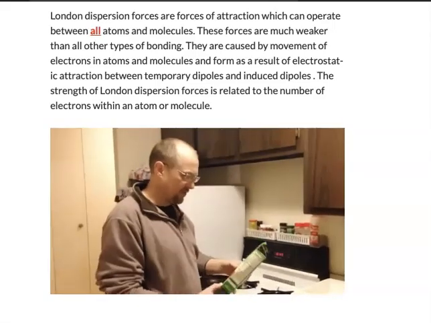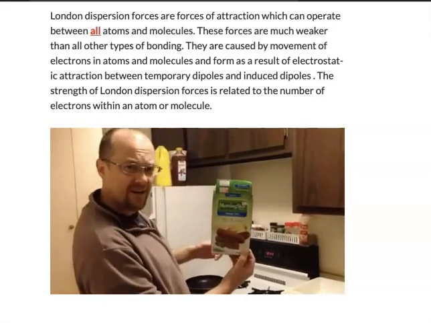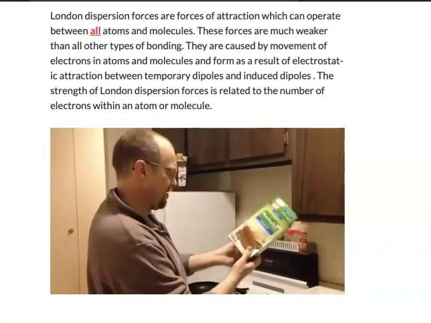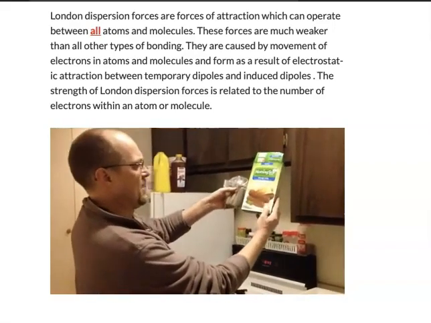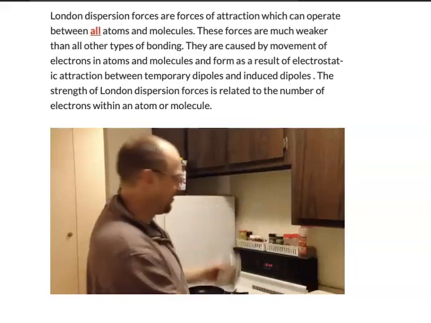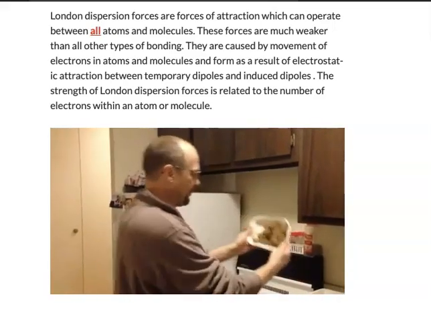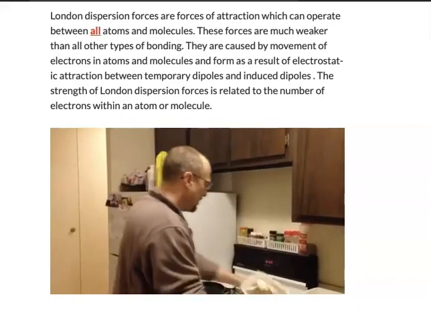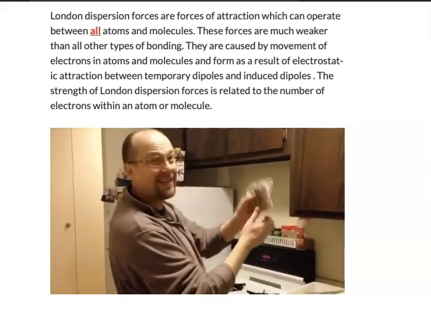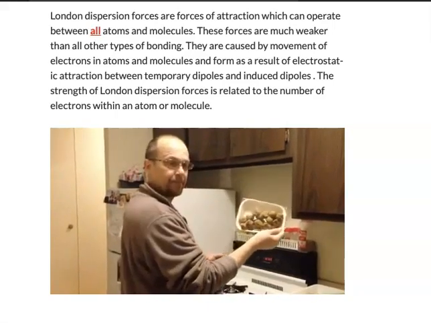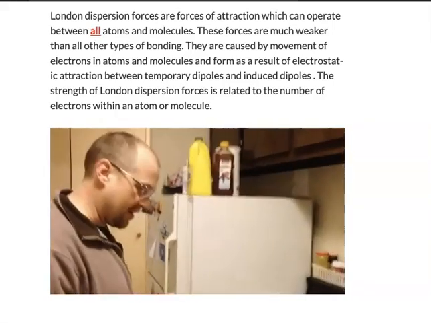So, London dispersion forces. Well, let's start with these Morningstar Farm sausages. Wow, that's about as disappointing as you can imagine. And then we've got veggie meatballs as well. Okay, they look a little bit better. So I'm going to pretend that these are pentane, and this is 2,2-dimethyl propane. So come over here and video the cooking.